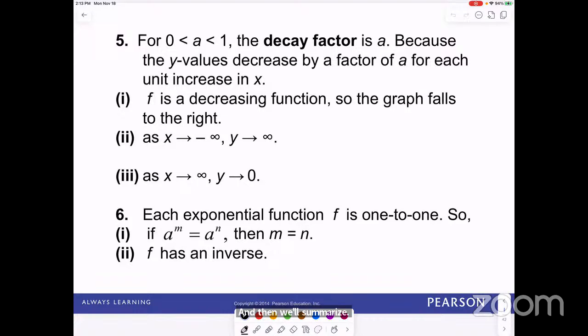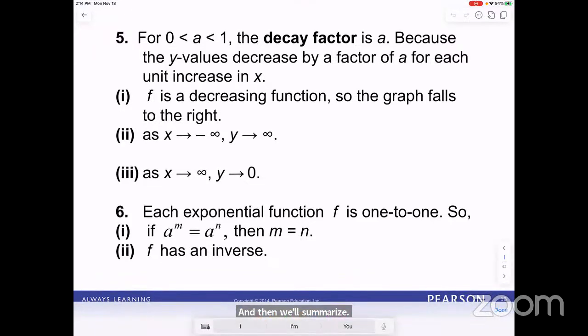So then, if the base of our exponent is between 0 and 1, then we're going to call this the decay factor, which is going to be a. Because the y value decreases by a factor of a for each unit increase in x. When the base is between 0 and 1, the exponential function is going to be a decreasing function. So as we trace the graph from the left to the right, it's going to fall. As x goes to the far left, y tends to infinity. As x goes to the far right, y tends to 0.